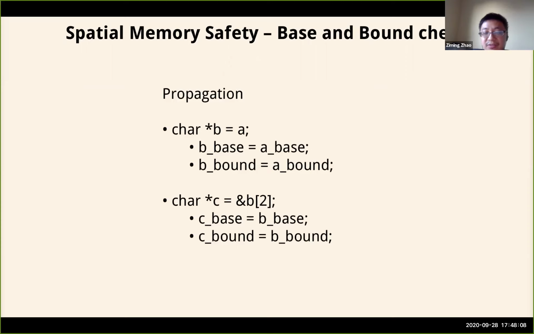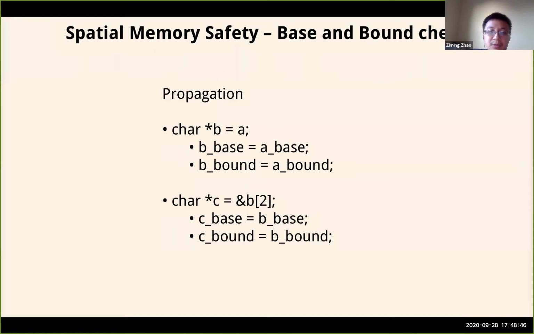In this case, the C base should be the same as the A and B base, and the C bound should be the same as the A and B bounds. Otherwise, this approach doesn't work. So this is basically how this approach works. If you want to implement something like this, you need to make changes to the compiler. Every time you define a new pointer, you need to create two more pointers. Every time you have an assignment, you need two more assignments for the base and bound of the new pointer.